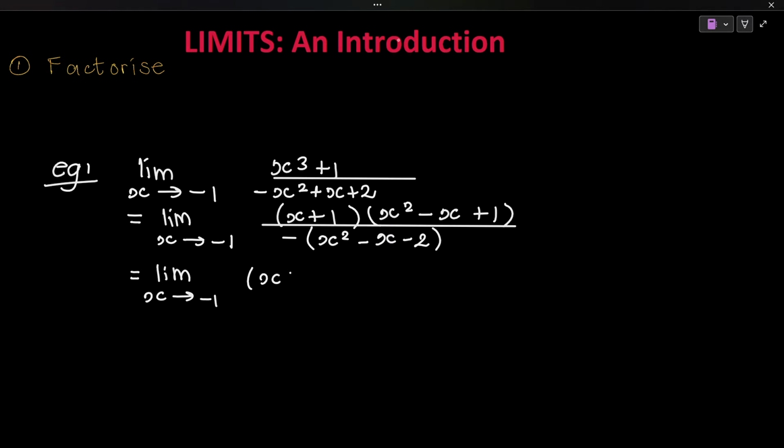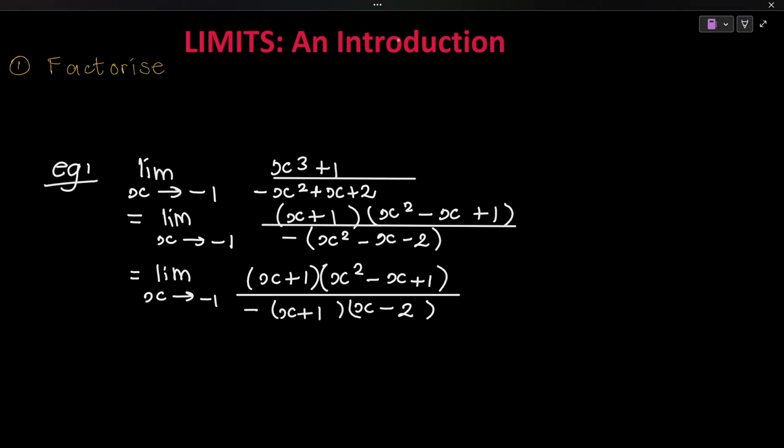Okay, so at the moment, the numerator is going to stay as is. And let's factorize our denominator. So that is going to give us x plus 1 and x minus 2. Now at this point, you will notice that you've got x plus 1 at the top, x plus 1 at the bottom. They cancel out with each other.